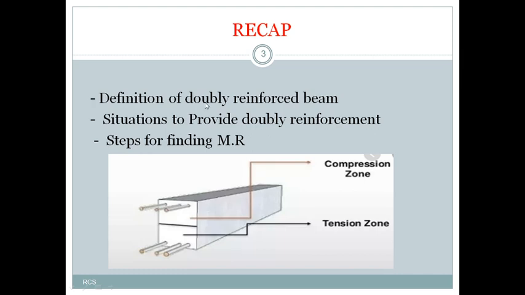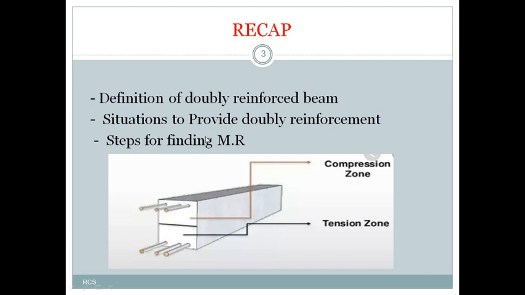What is the definition of a doubly reinforced beam? It means reinforcement provided in both zones of a beam. A beam has a tension zone and a compression zone. If you provide reinforcement in the tension zone as well as in the compression zone, then I can say this beam is a doubly reinforced beam. This will be provided when your applied bending moment is more than the limiting bending moment of the beam section. Only then do we have to provide compression reinforcement in the beam.